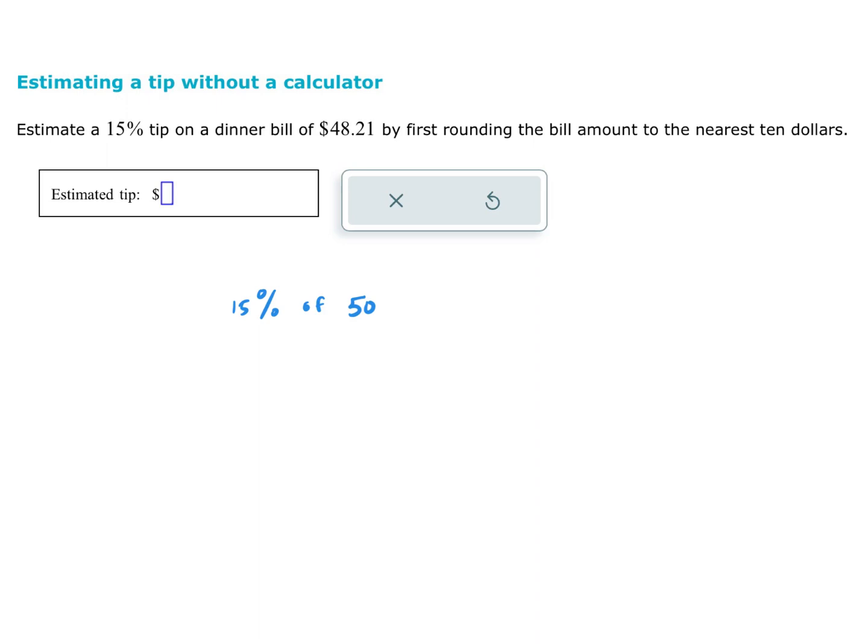I think I'm going to start out with 10% of 50 just because those are easy. So 10% of 50 is going to be 50 divided by 10, which is $5. If we want 5%, it's going to be half of that, which is 2.5 or $2.50. But we want 15%, which is really 10% plus 5%. So we're going to add the $5 plus the $2.50, and we get an estimated tip of $7.50.